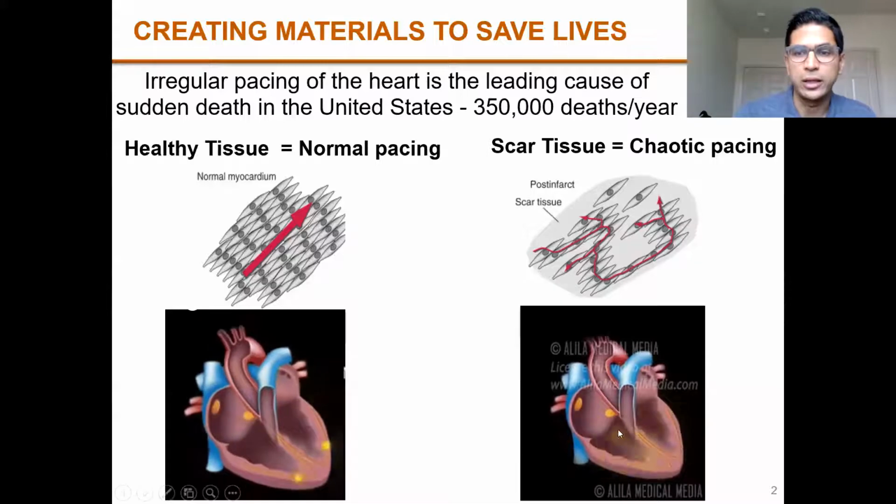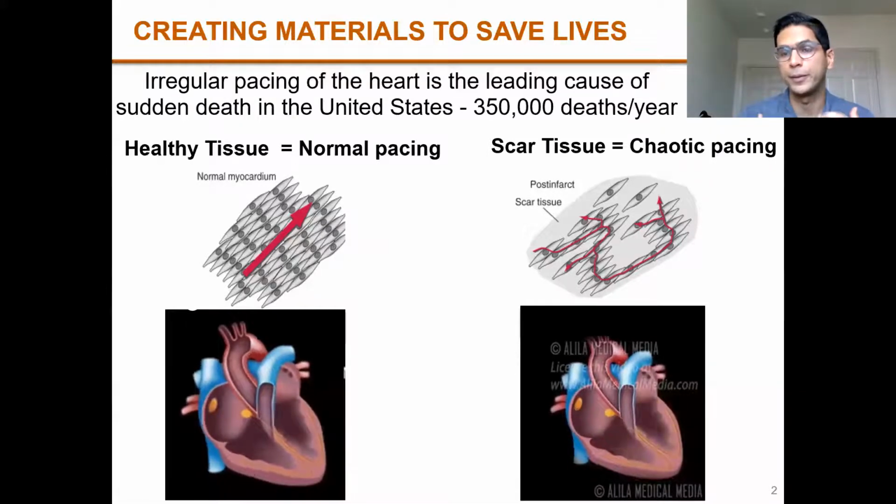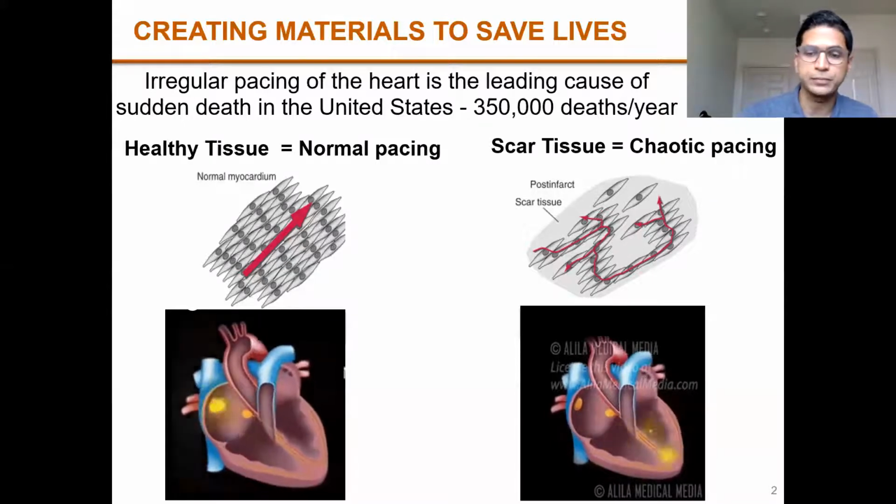So that chaotic conduction in the heart will result in less blood being pumped to our bodies. That means less oxygen being supplied. And if they're not treated immediately, within minutes, that will cause the patient's death.